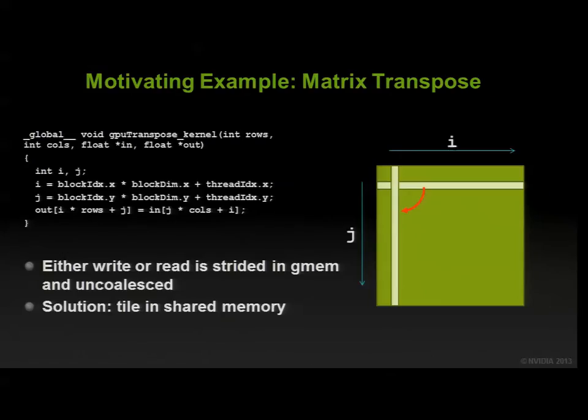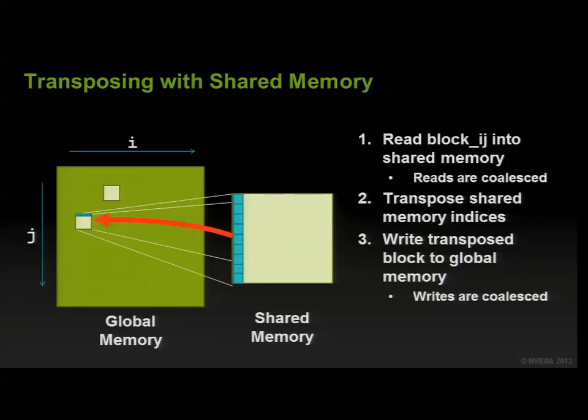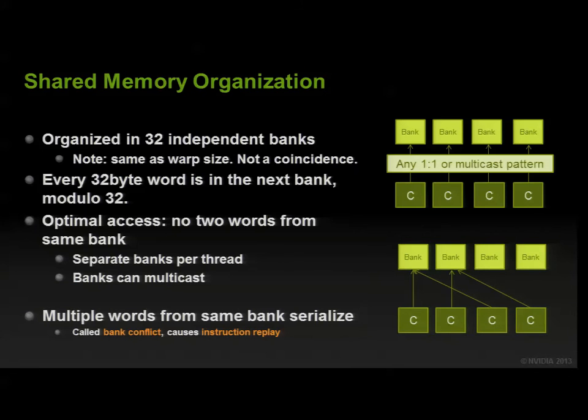Now remember our matrix transpose example that we had yesterday, right? What we said is we load our data from up there into shared memory, and then we transpose it and write it back out. So I think, let's see.